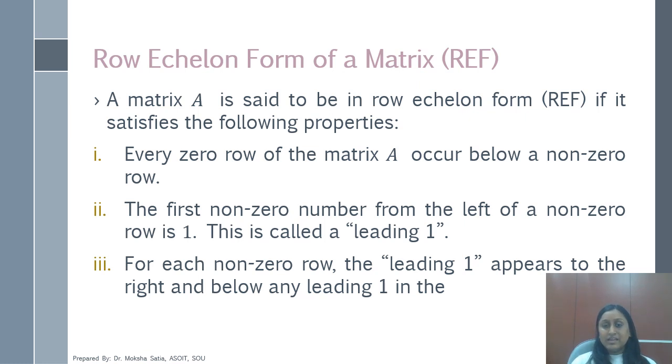Suppose that the leading one is in the third column, then the next row's leading one should not be in the second column. It should be in the fourth, fifth, and so on columns. So this is how we form a row echelon form of a matrix.